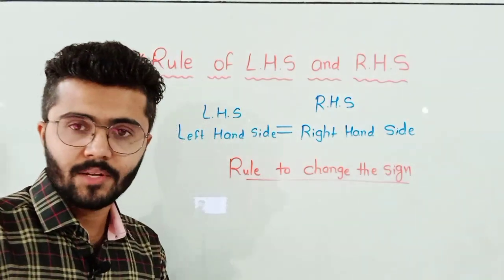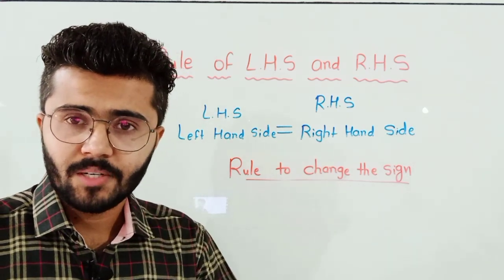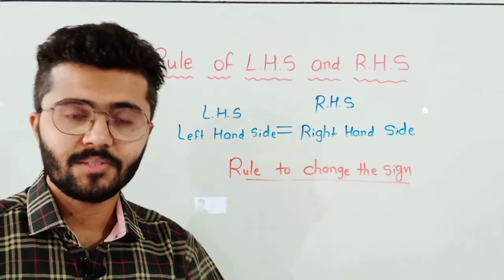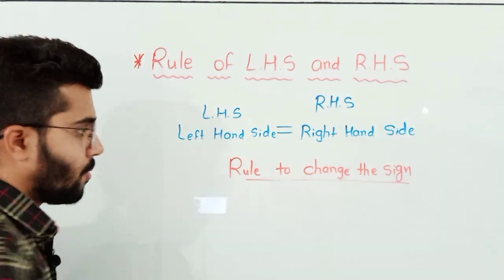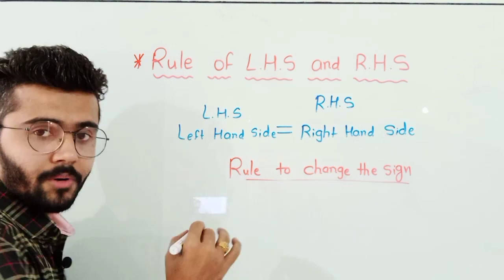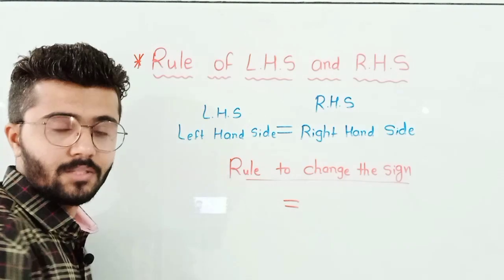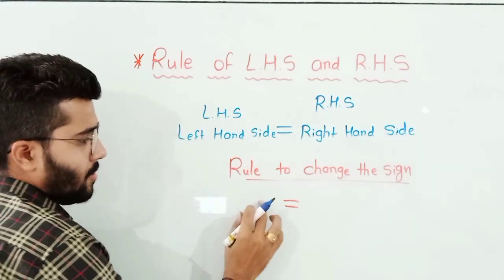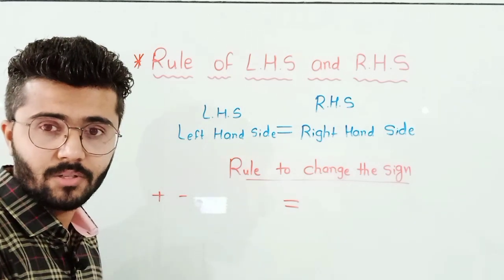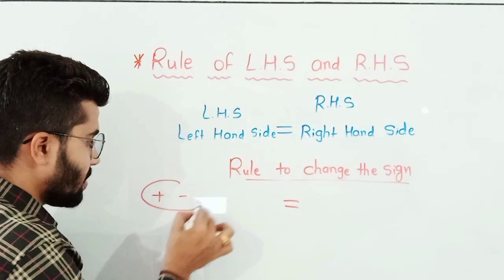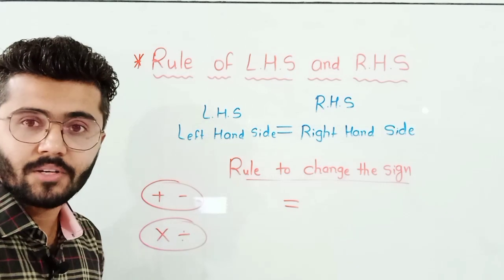So listen to me very carefully. Addition and subtraction are two real brothers, while multiplication and division are also two real brothers. Let us see how. For example, for any number given to us on the left hand side, first of all we'll write is equal to. As I told you, plus and minus, addition and subtraction, are real brothers, so we'll keep them together. And multiplication and division are also real brothers.